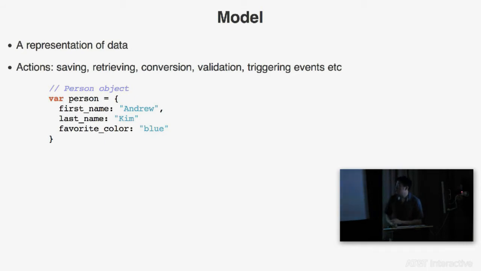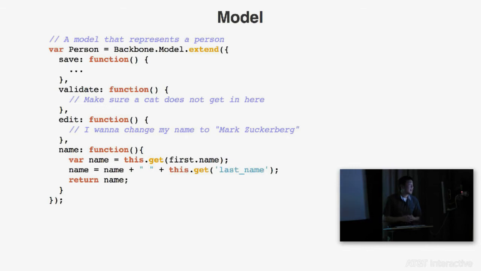All right, so here's an example of a person. This is typical, just raw JavaScript. You have a little hash, var person equals, first name Andrew, last name Kim, and period code blue. So how do you build your model?